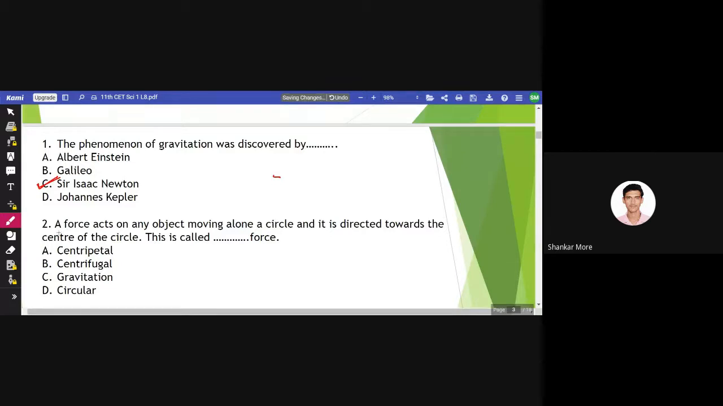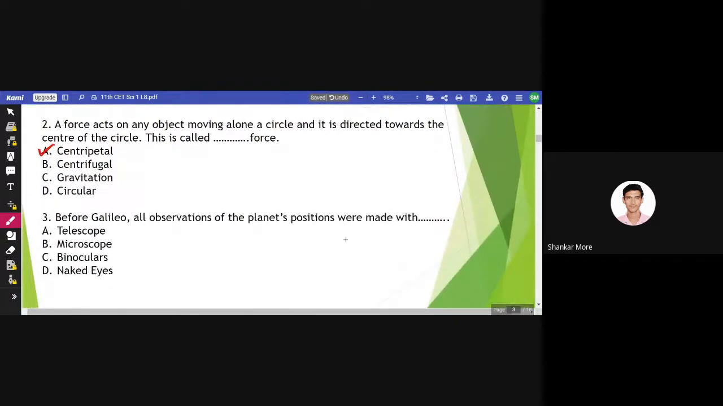Then question number 2. A force acts on any object moving along a circle and it is directed towards the center of the circle. This is called dash dash force. Which force? Centripetal, centrifugal, gravitation, or circular? All of you are giving the answer centripetal, and centripetal is the correct answer. So option A is correct here. Let's go to the next question.